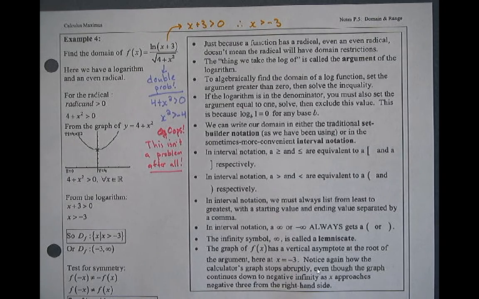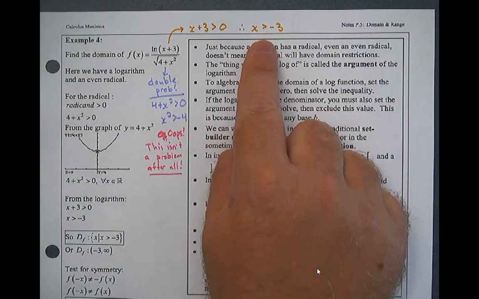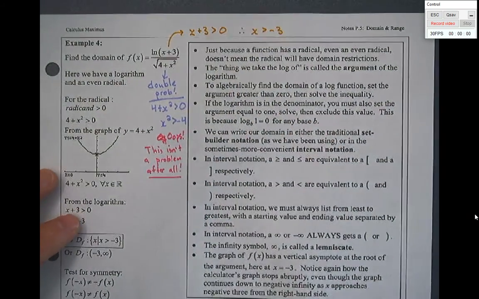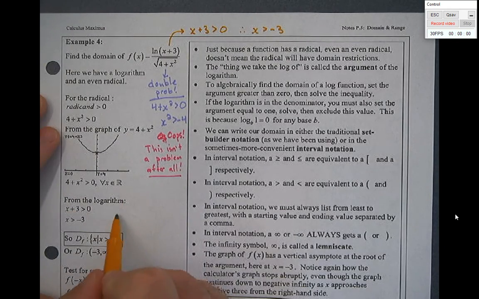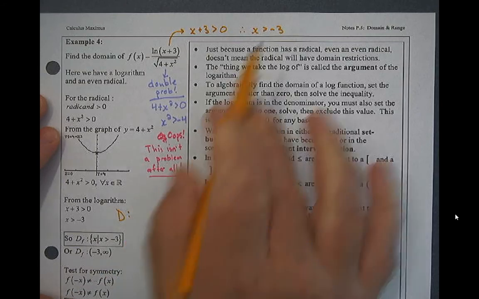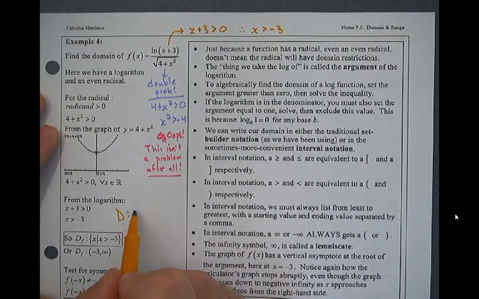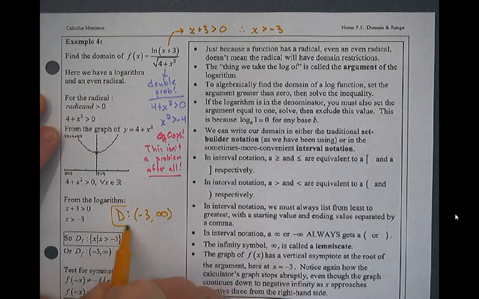So what would our domain be? We just said that we do still have this restriction that x has to be greater than -3. So let's bring that down here. Our domain: x has to be greater than -3. That means we can start at -3 and then go off to infinity.